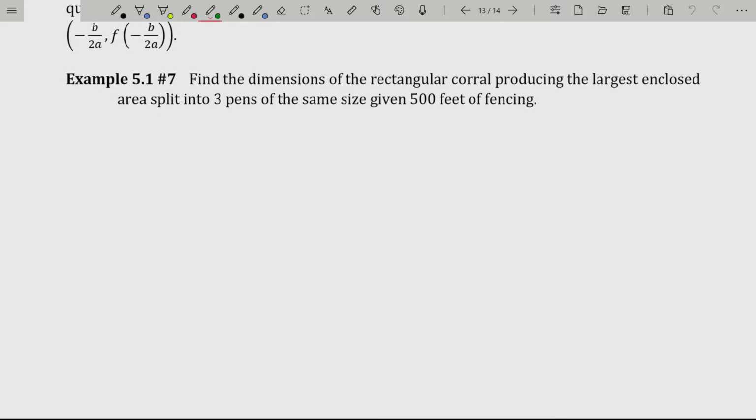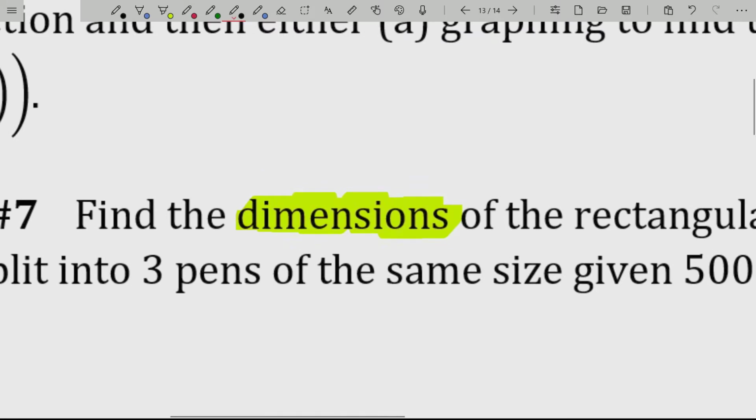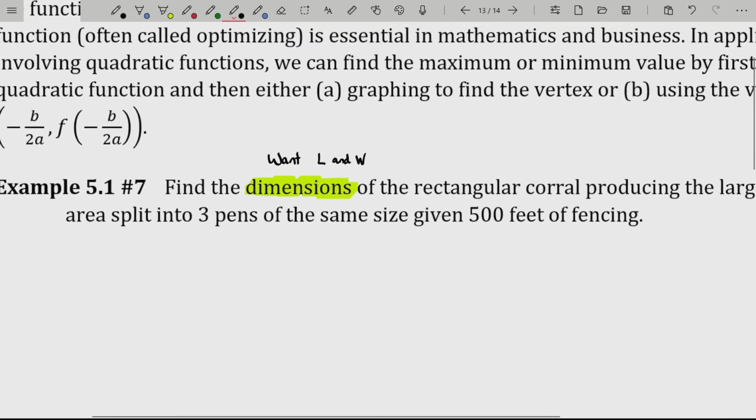Find the dimensions of the rectangular corral producing the largest enclosed area, which is split into 3 pens of the same size, given 500 feet of fencing. Now that's a lot to digest. So let's see, we want to find the dimensions of something. Okay, so that's like a width and a length. So I'm just gonna point an arrow at that and make it known to myself that I want length and width of this rectangular corral.